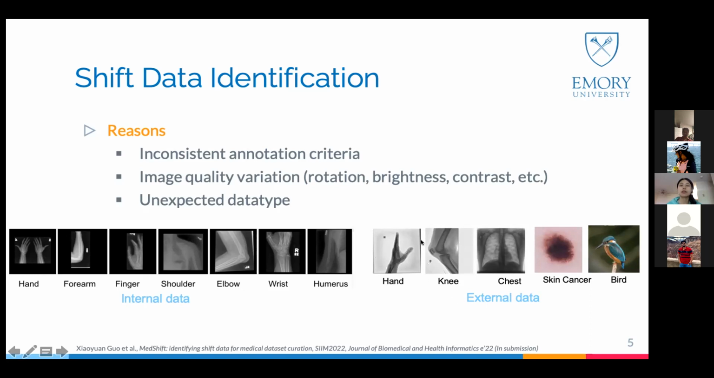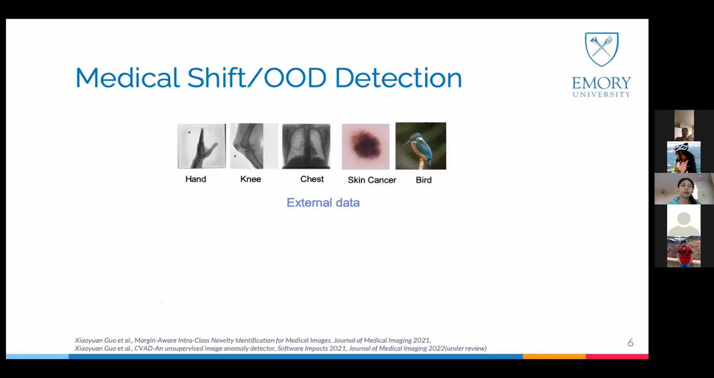So if we have some missed data in our external data set, we somehow should have found those differences or detected those shift data. Although it is not very often, it also can be possible that we have some more unexpected data, like skin cancer images or bird images. Those are very different image types, and this can be a bird image, just natural images. So when we do the model deployment, we may have those different inputs. Those will affect the model performance.